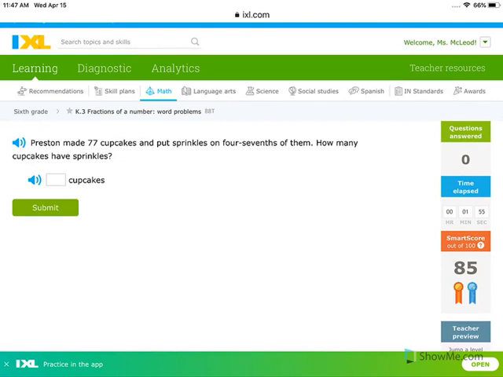Okay, this is the last one. We have Preston made 77 cupcakes and put sprinkles on 4/7 of them. How many cupcakes have sprinkles? This one just becomes a little bit more difficult because the numbers get higher. Also, we're no longer multiplying by a unit fraction.